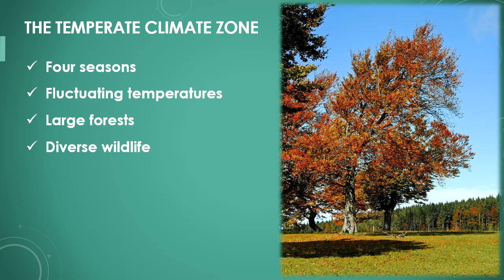In the temperate climate zone, there are 4 seasons: spring, summer, autumn, and winter. Temperatures fluctuate more throughout the year than in the tropics. This zone is home to many large forests where trees shed their leaves depending on the season. The temperate climate provides a habitat for many animals and plants.